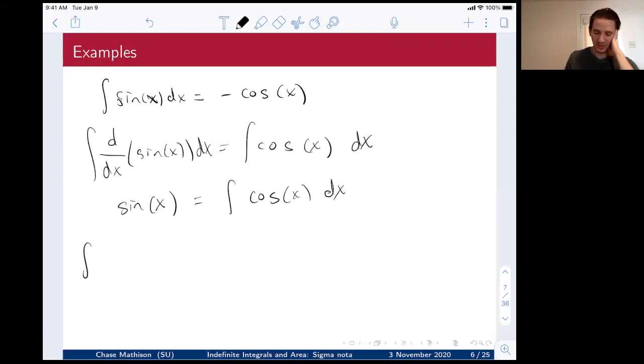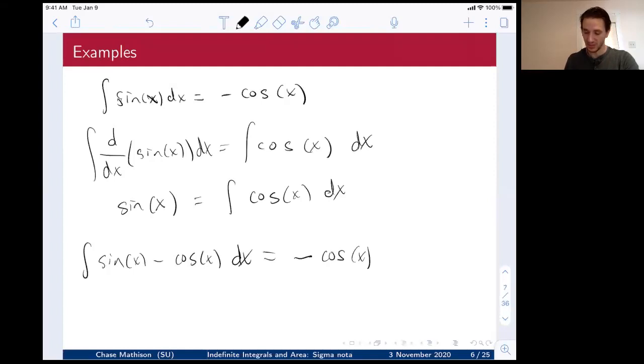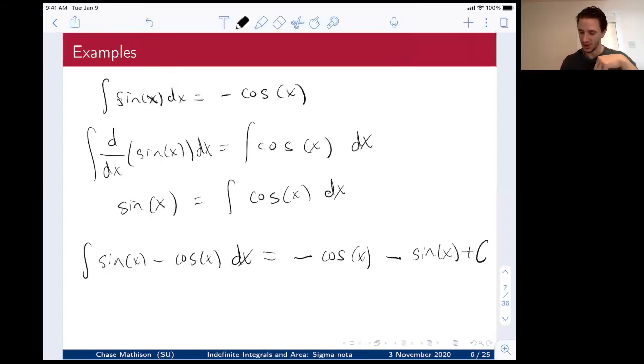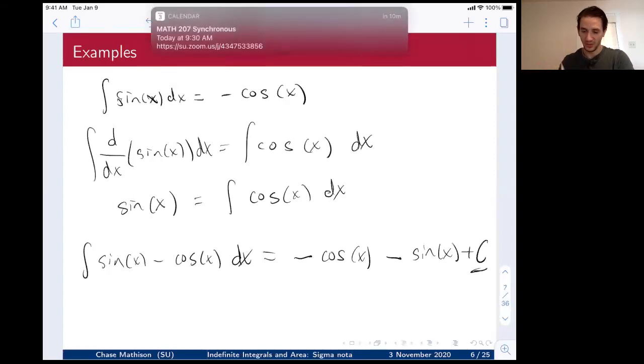So that tells me the antiderivative, the general antiderivative, or the indefinite integral of sine of x minus cosine of x with respect to x, well, that's going to give me negative cosine of x and then minus sine of x plus my constant of integration. Do not forget the constant of integration. It is very important.